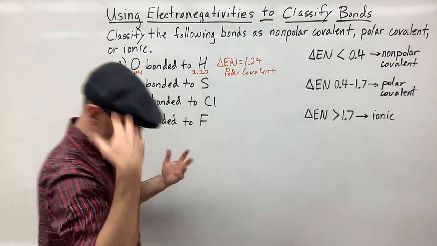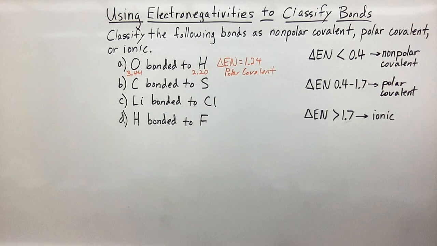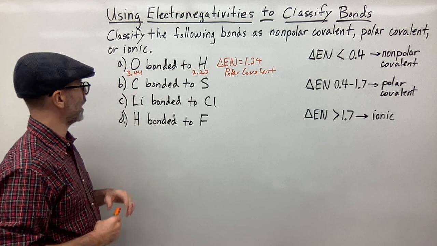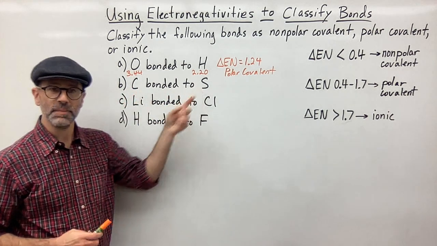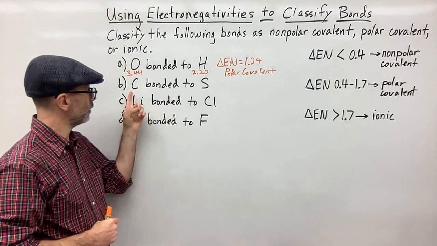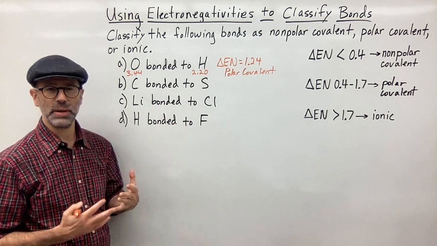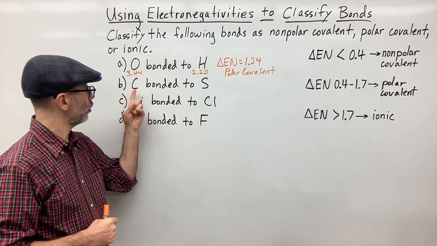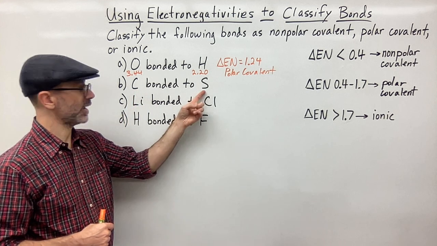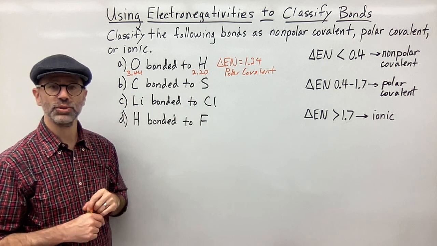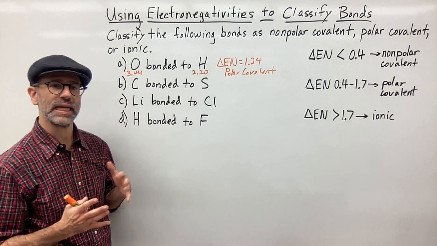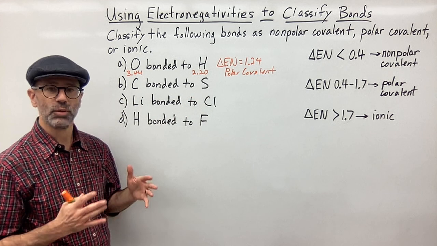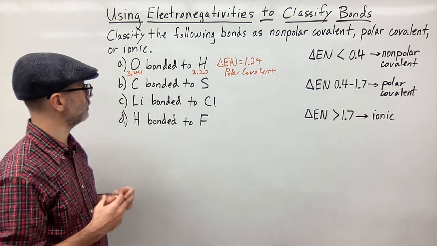All right, so for B, we're looking at carbon bonded to sulfur. Again, we have two nonmetals, so we would expect this to be covalent, not ionic. Also, carbon and sulfur are relatively close to each other on the periodic table, so we might think that this is nonpolar covalent, but we'll see. We'll look at the electronegativity differences.